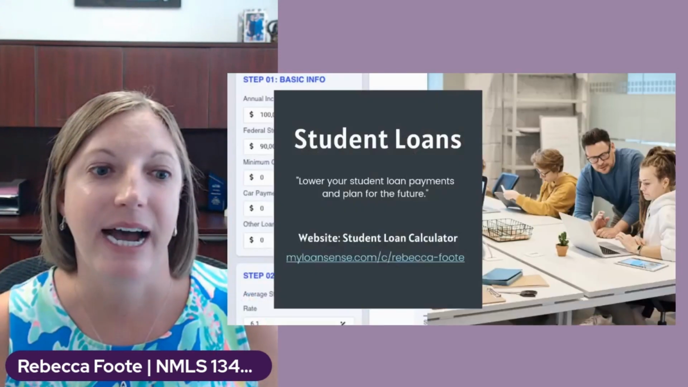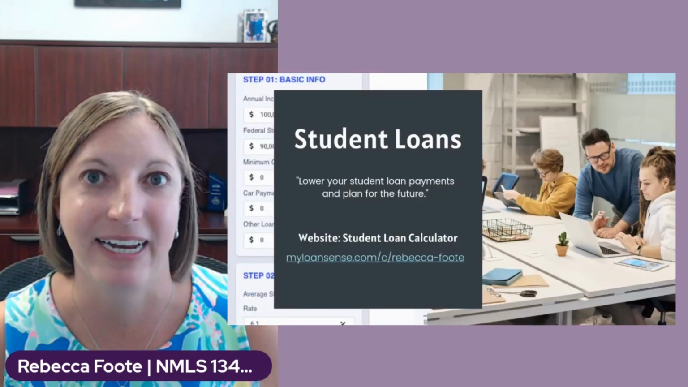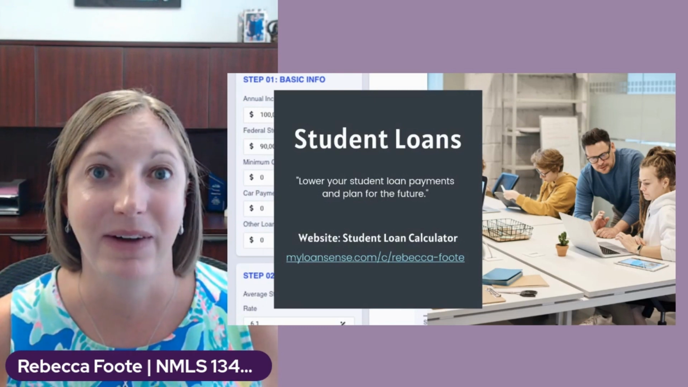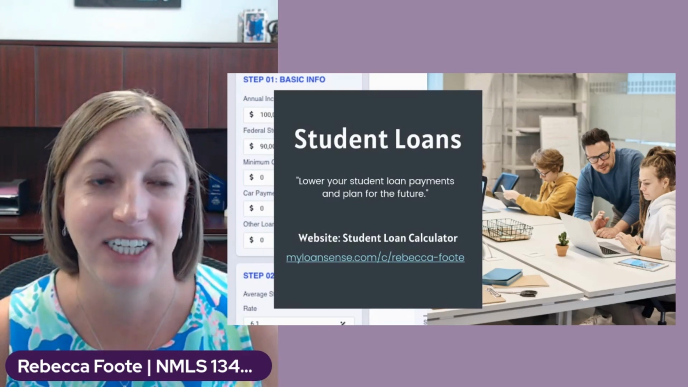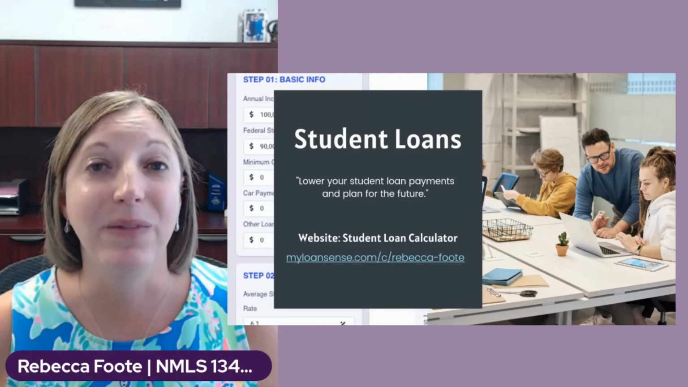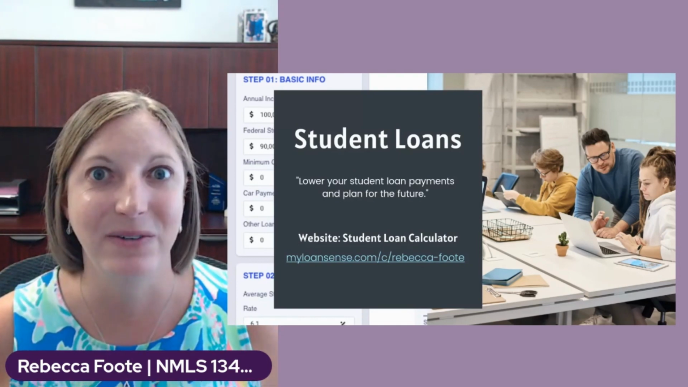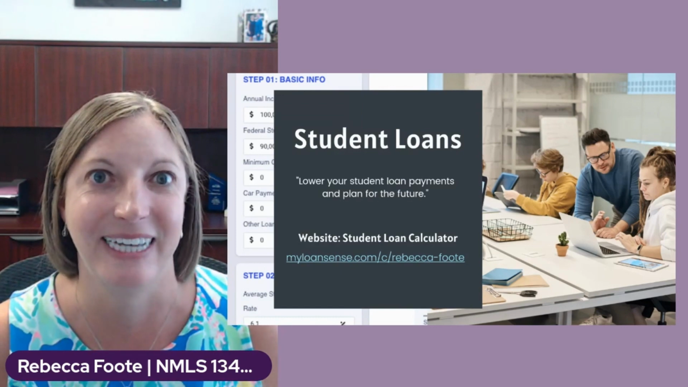So how we do that is we go to my student loan calculator through LoanSense. That URL is somewhere around here, and you can click on a direct link to it. When you get there, you're only going to put in just a couple small pieces of information. Now, this is free to do, so try it out and see if you can save some money.